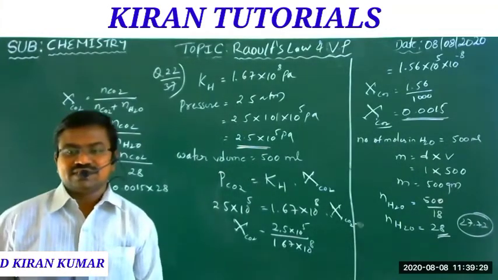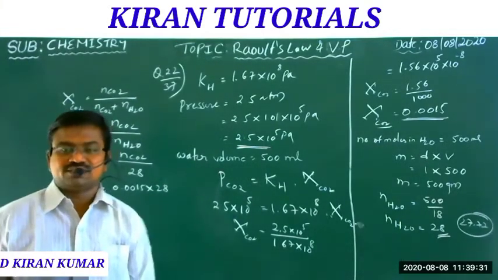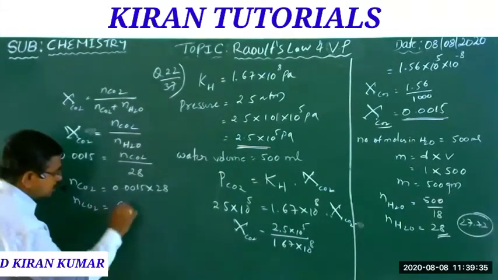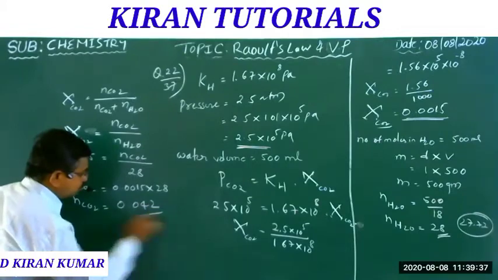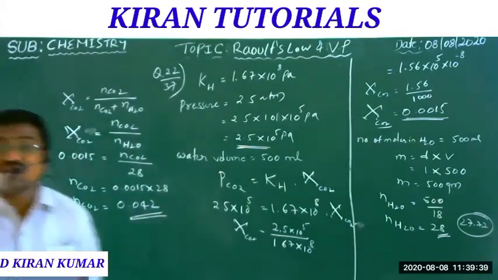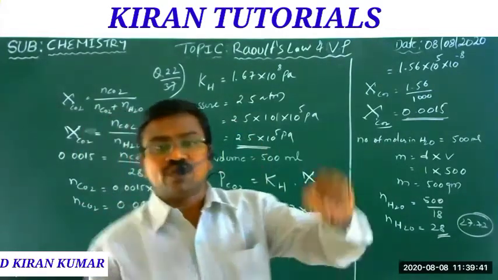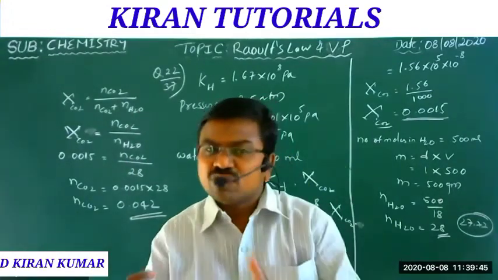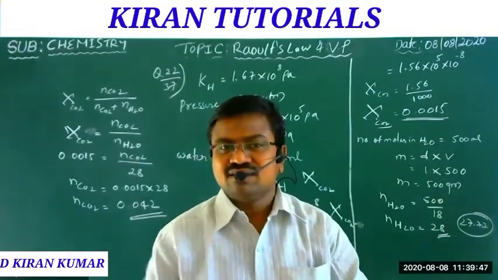What is the answer? 0.042. So nCO2 is equal to 0.042, the number of moles of CO2 dissolved in 500 ml of water. Clear? If you calculate mass, weight, this is the number of moles.